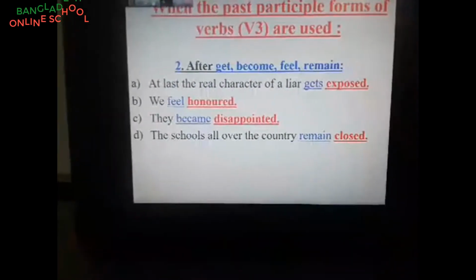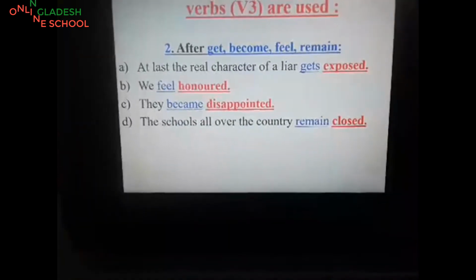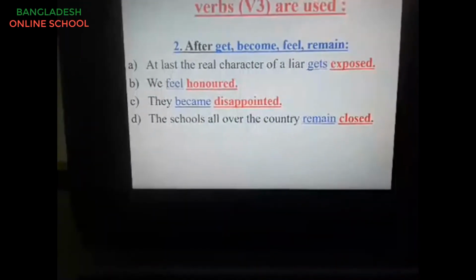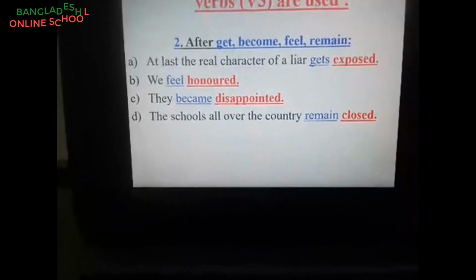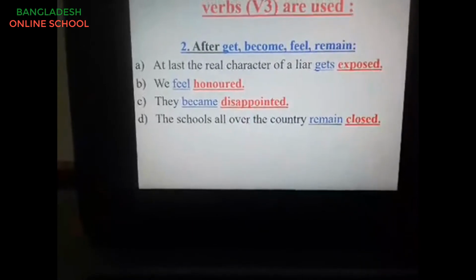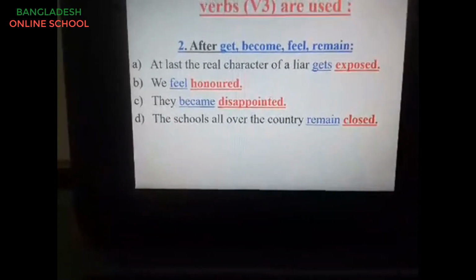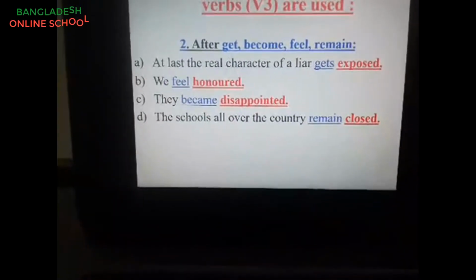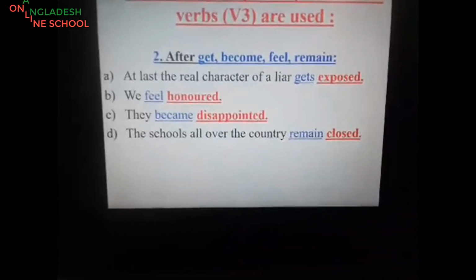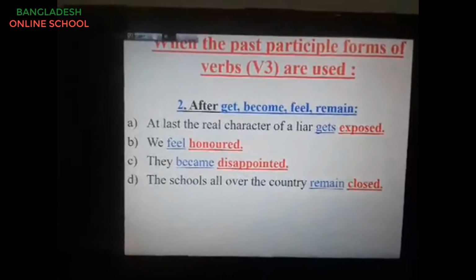So, you can see after get, become, feel, remain, past participle forms of verbs are used. I think you got the point. Okay. Next, we come to the next point.